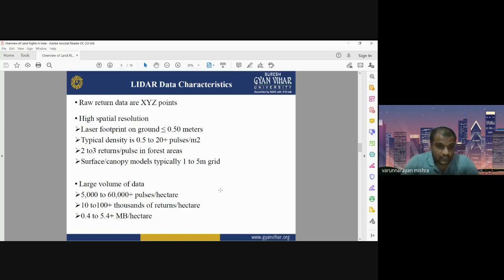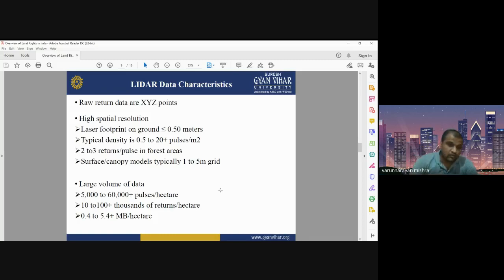It also provides us a large volume of data. High spatial resolution means a large amount of data. If we have 5,000 to 6,000 pulses per hectare, or you can say 10 to 100,000 returns per hectare, it will provide you data of around 0.4 to 5.4 MB per hectare. So if the number of pulses increases, it will increase the volume of the data.